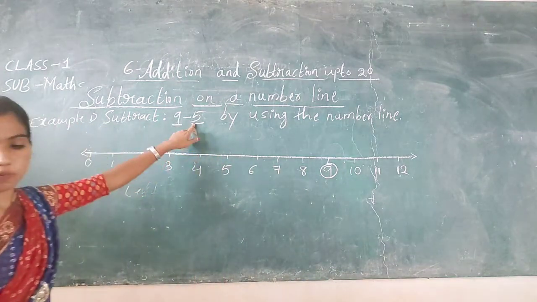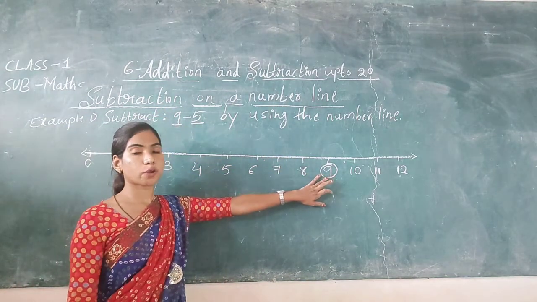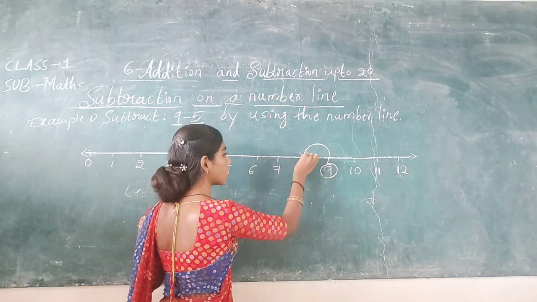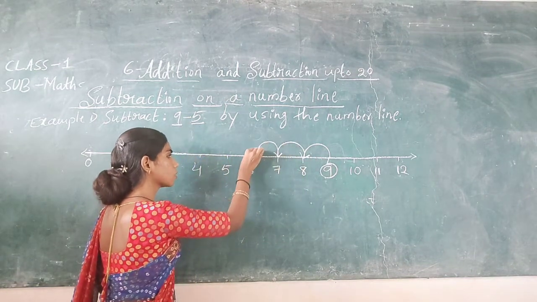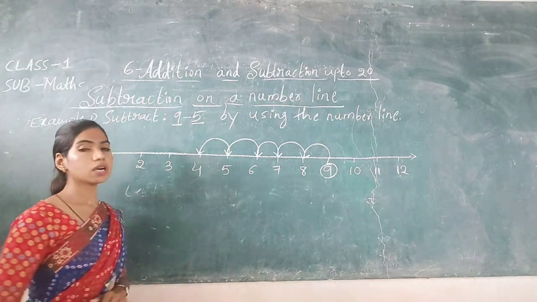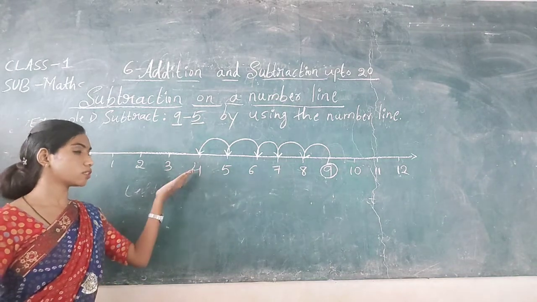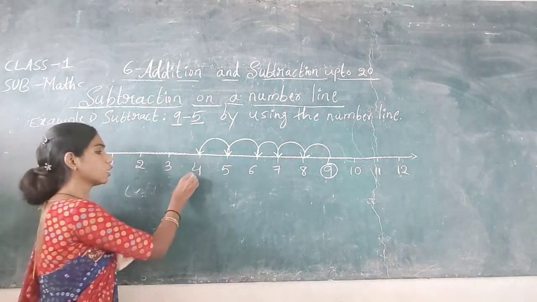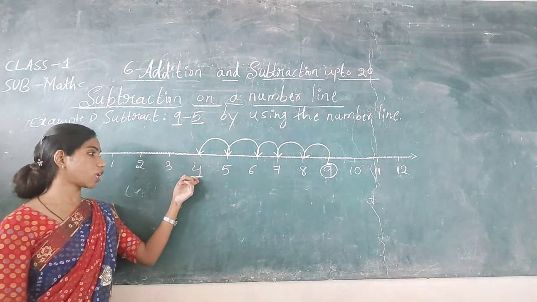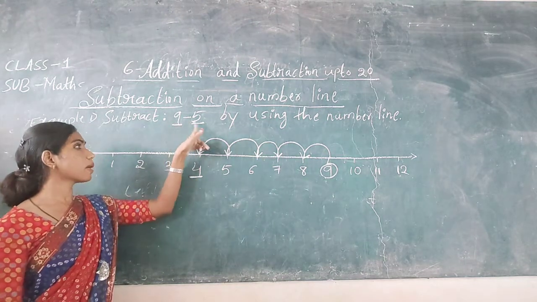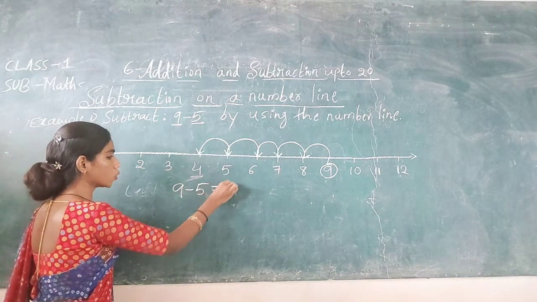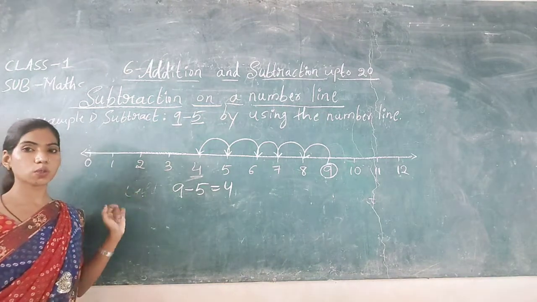The second number is 5. So jump 5 times from the 9 toward the left side. 1 time, 2 times, 3 times, 4 times, 5 times. Now I jumped 5 times from the 9 toward the left side. Then I reach the number 4. That means 9 minus 5 is equal to 4.